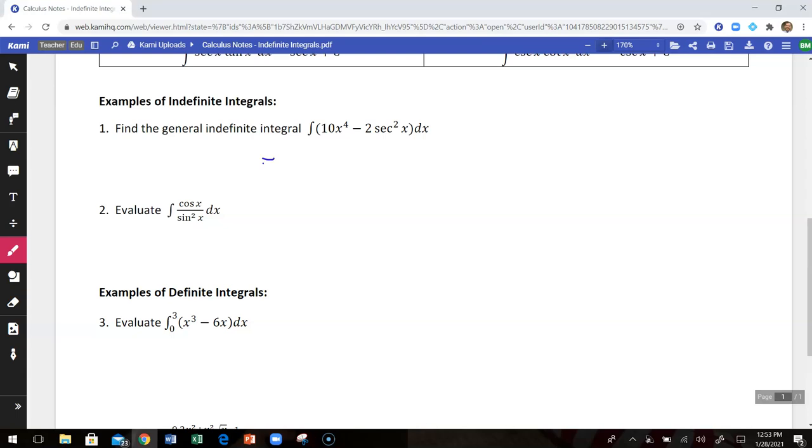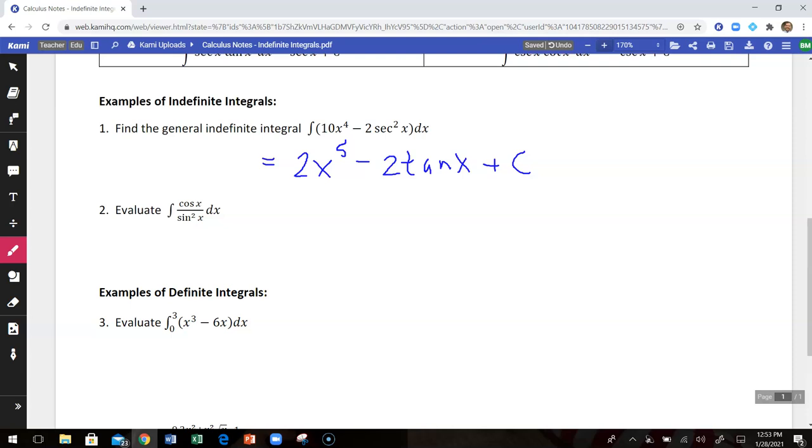So on number 1, the antiderivative of 10x to the 4th would be 2x to the 5th. The antiderivative of secant squared x is tangent x. And then I'm going to be sure to put plus c. And that is all that you do when you are finding a general indefinite integral.